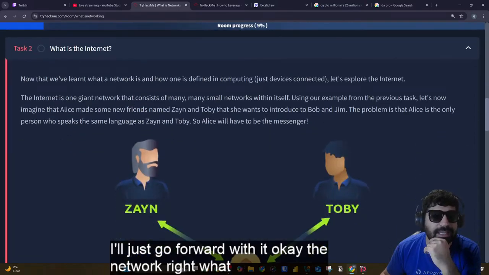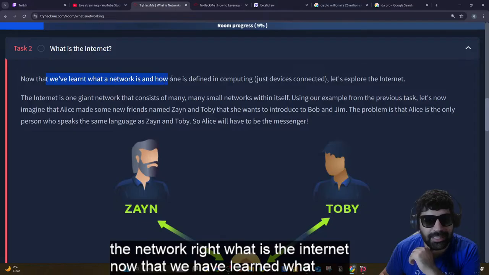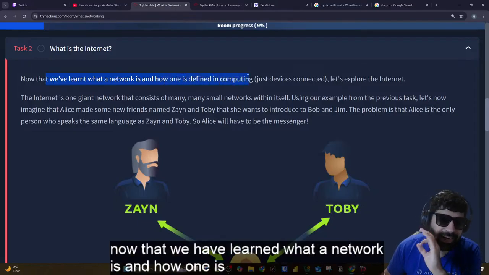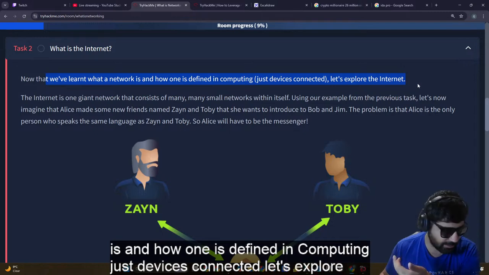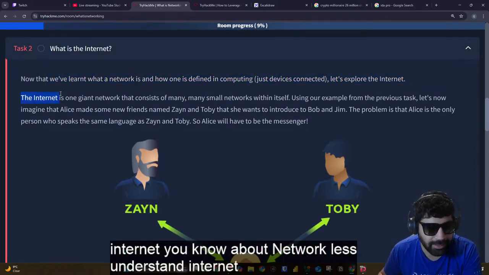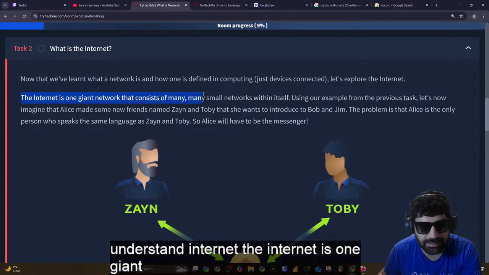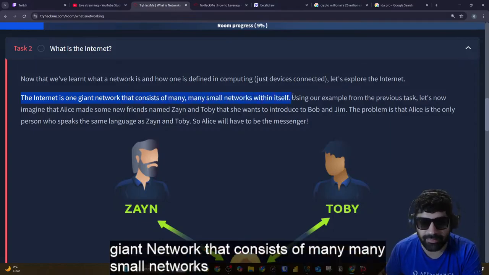What is the internet? Now that we have learned what a network is and how one is defined in computing, just devices connected, let's explore the internet. We know about network, let's understand internet. The internet is one giant network that consists of many small networks within itself.